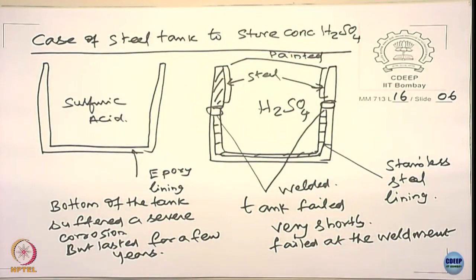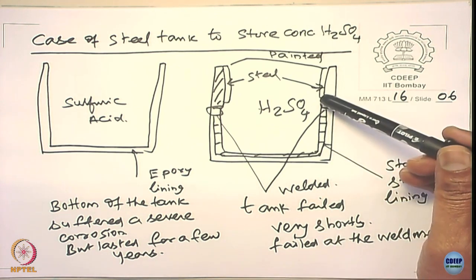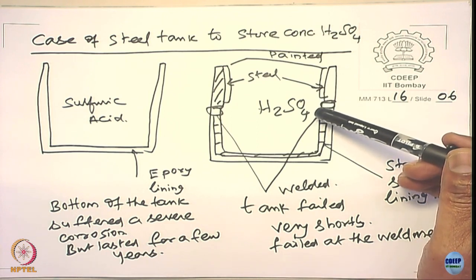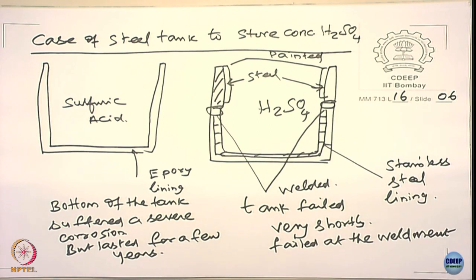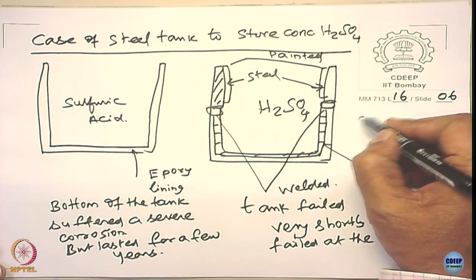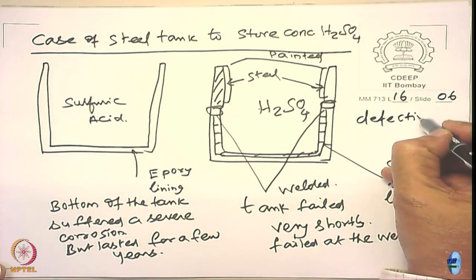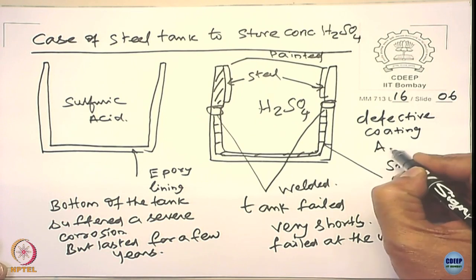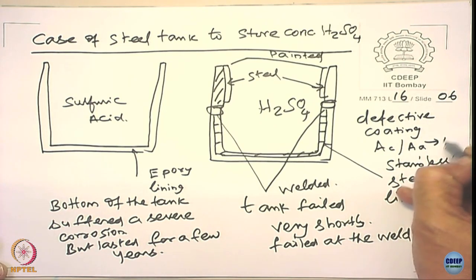Now, what happens? There are very fine, finite small locations where you have an anode. Not only that, you have a lining, which is a stainless steel lining, which is a cathode. That cathode is of infinite area compared to the very finite anode below the coating defects. So very highly accelerated corrosion takes place, right? So the reason is simple. What is the reason? The reason is defective coating. Then what happens? You have AC upon AA tending to infinity.